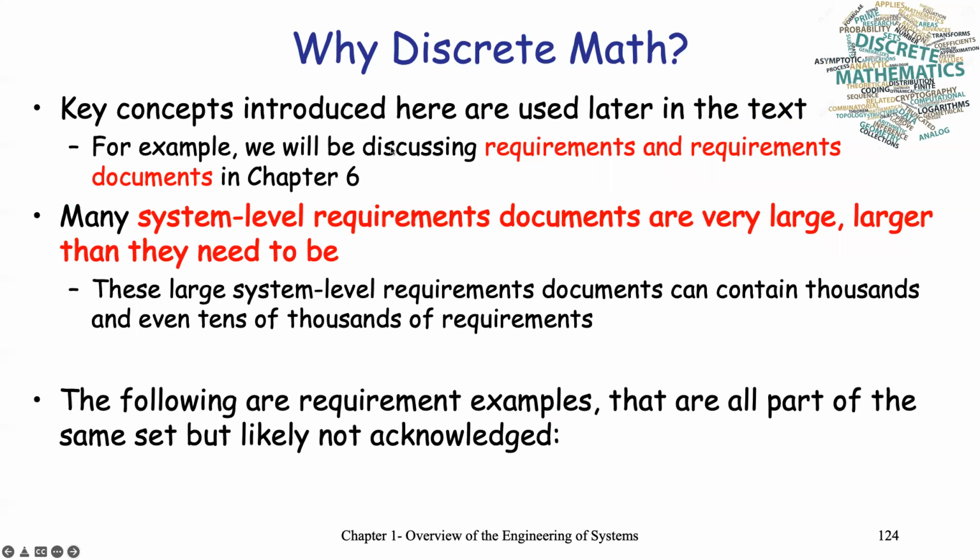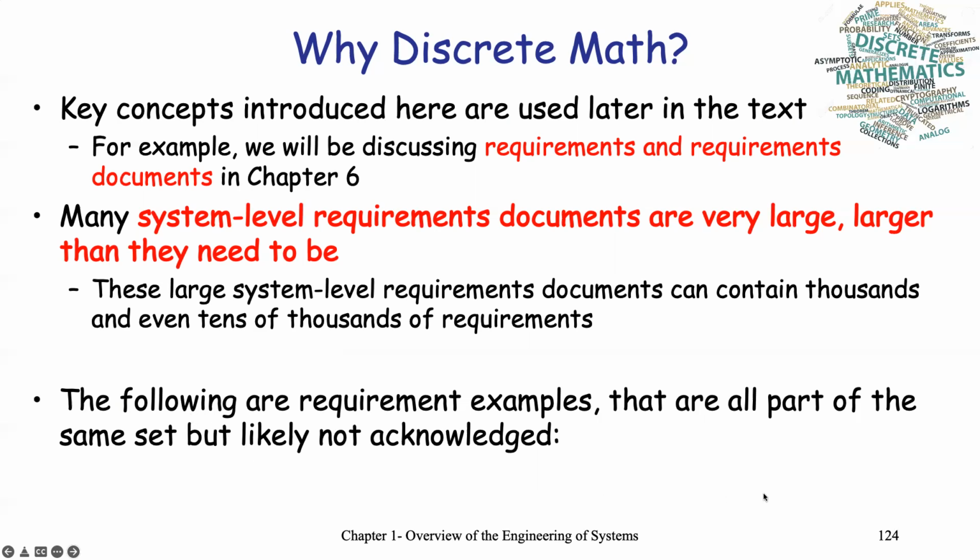The key concepts introduced here and used later in the text include, for example, the requirements and requirement documents in chapter 6, where we'll get a chance to see the relationship between discrete math and MBSE. Many system level requirement documents are very large, which you could argue are larger than they need to be. Perhaps by using this kind of information, we could start to streamline that. They can contain thousands and even tens of thousands of requirements.